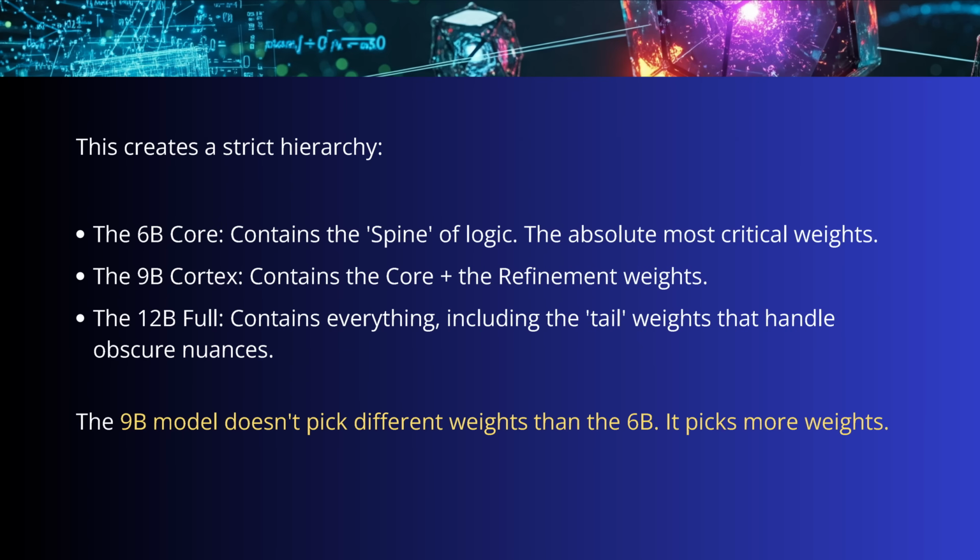So the 9B model doesn't pick different weights than the 6B. I've read this also somewhere. It just picks more weights. In addition, it picks more weights up to increase its reasoning. But you might say, how the hell are we going to train this in one run? Are you joking?